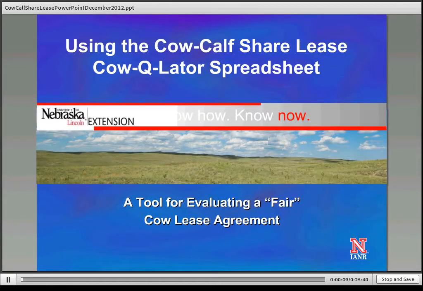Today I'd like to share with you some things around using the cow-calf share lease calculator spreadsheet that's been developed by University of Nebraska-Lincoln Extension. And this tool is a good way for people who own cows and also for people who are considering taking in cows or leasing cows in terms of evaluating what a fair cow lease agreement is.